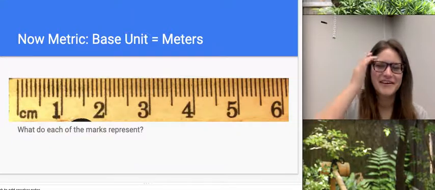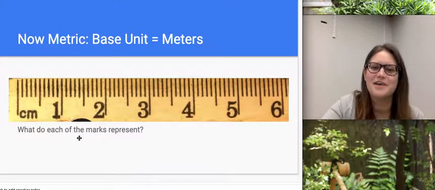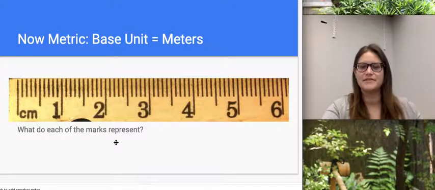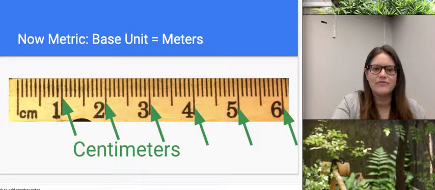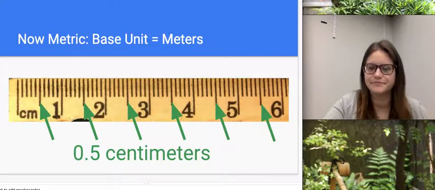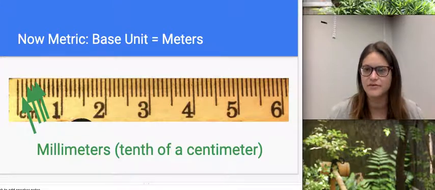Yeah, you know. Okay. And so now let's talk about metric. So we're looking at a centimeter ruler instead. So what do each of these marks represent? Well, the biggest ones, of course, are the centimeters. And then halfway in between each of those, you have a 1/2 centimeter mark. So that is 1/2 centimeter, 1 centimeter, 1 1/2, 2, 2 1/2, you get it. And then the littlest marks, those are the millimeters.